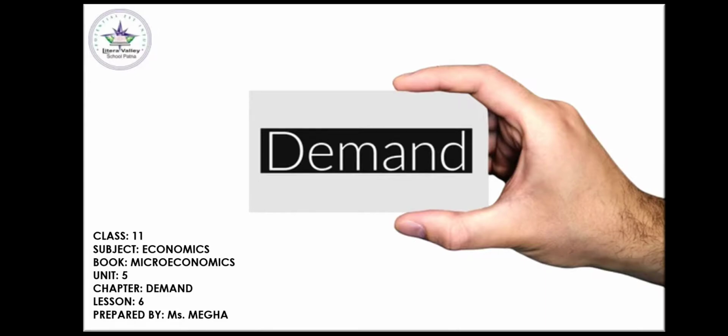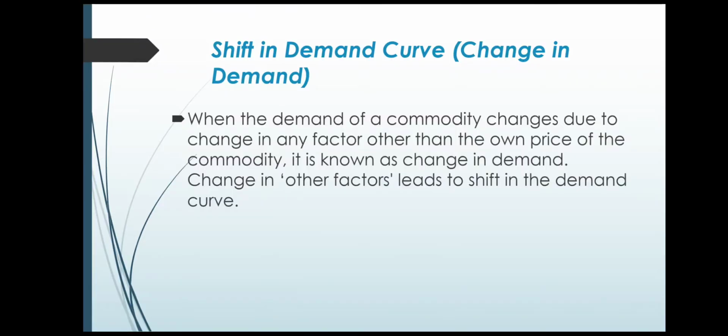In the previous part, you had studied about the movement along the demand curve. There were two types of movement, that is upward movement and downward movement. And the reason behind these movements were change in the own price of the commodity. So today we shall study about shift in demand curve, which is also known as change in demand.